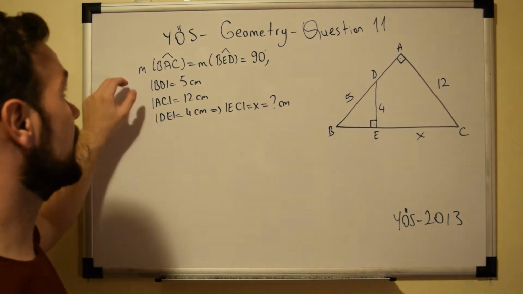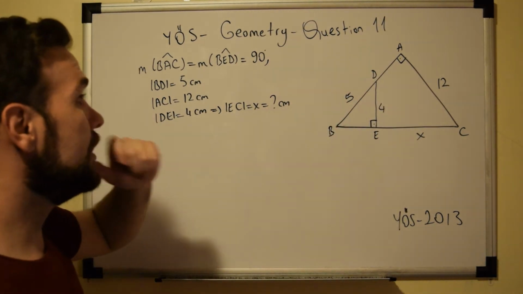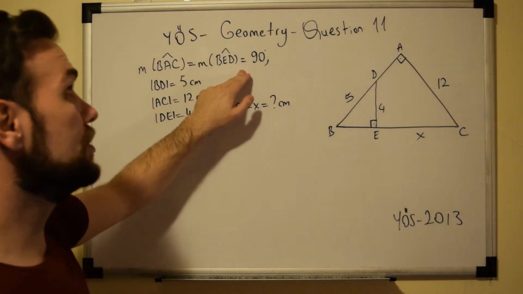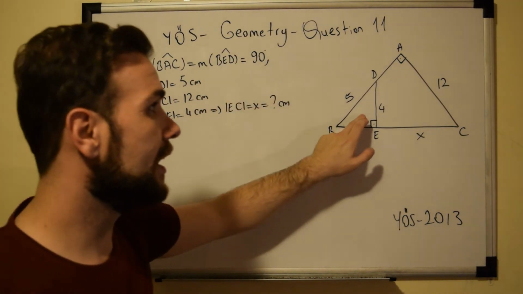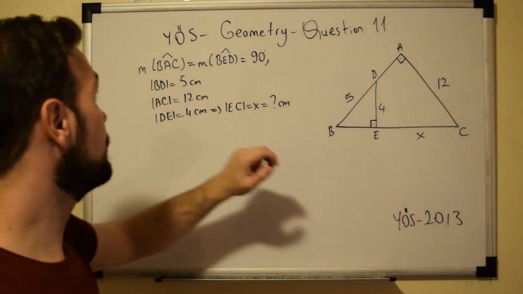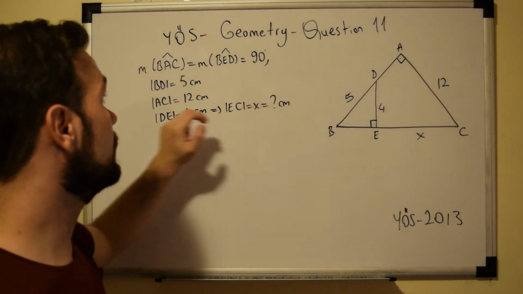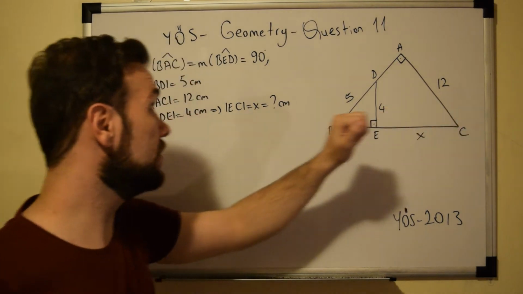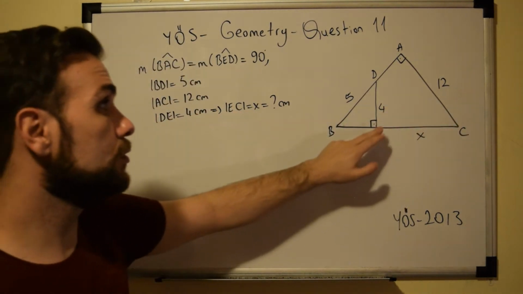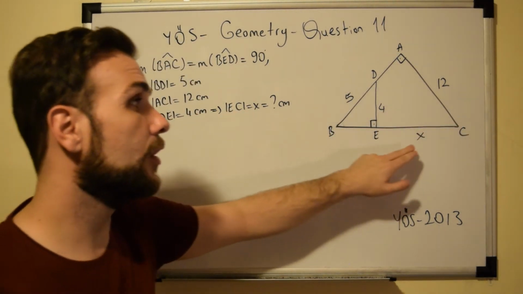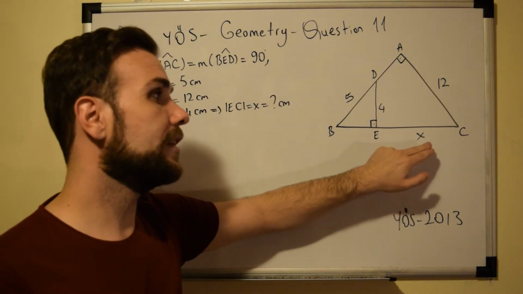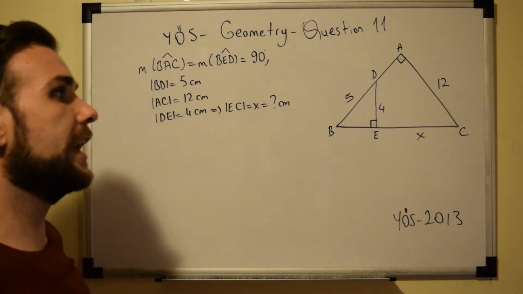What is the information? We have angle BAC, which is equal to angle BED, which is equal to 90. So this angle is equal to this angle, and they are 90 degrees. We have BD, which is equal to 5. We have AC, which is equal to 12. And we have DE, which is equal to 4. And we are asked the length of EC. So we have to find the value of X.